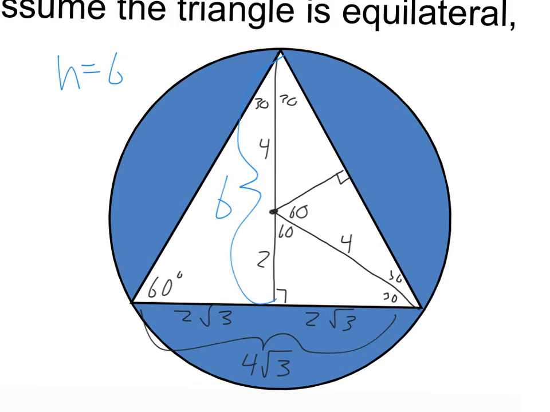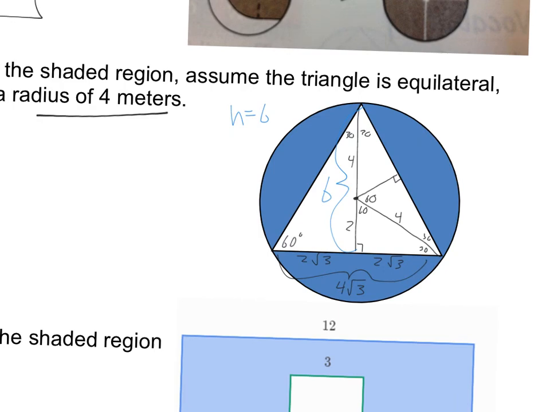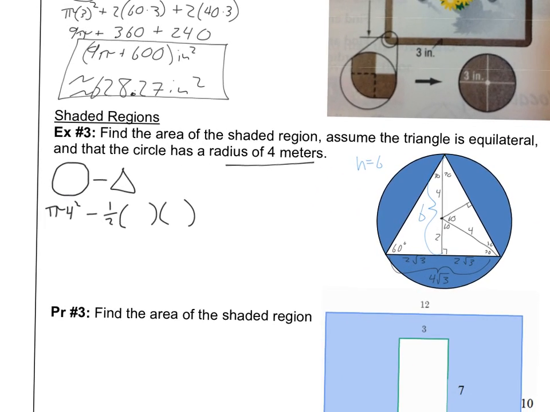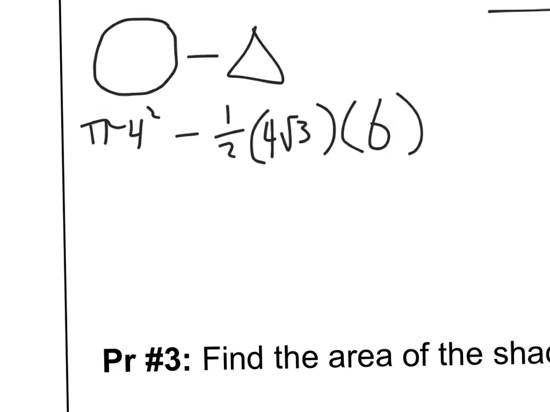All right, well, that means we're ready to calculate the area of the triangle. Because remember, we said it's going to be base times height. The base we just all decided was 4 rad 3, and the height we decided was 6. So we could simplify this a little bit. 4 squared is 16. 16 pi minus half of 4 is 2, and 2 times 6 is 12, so we can write this as 12 rad 3.